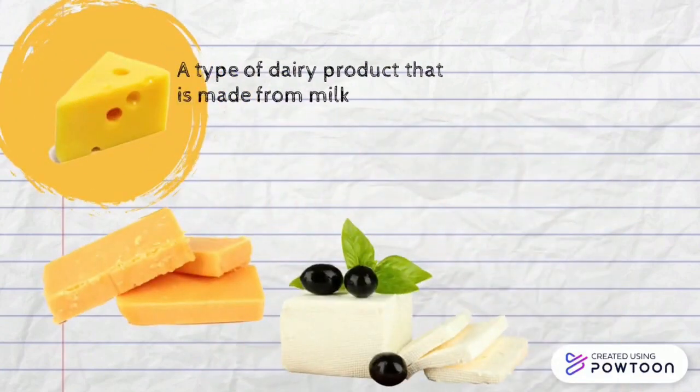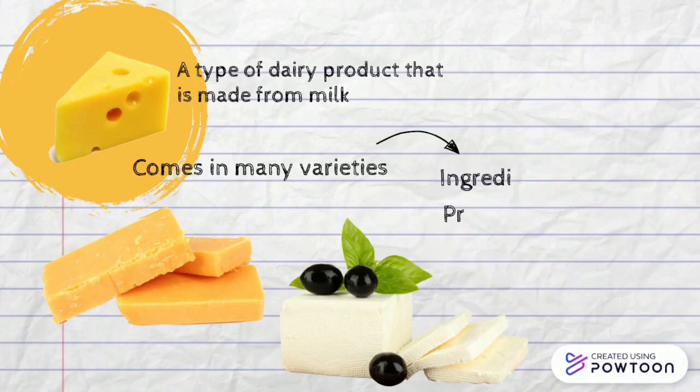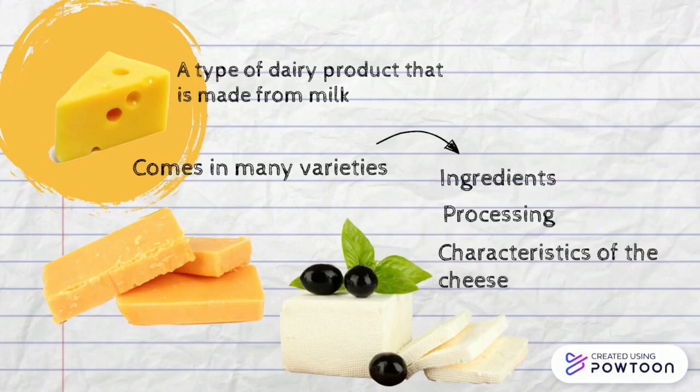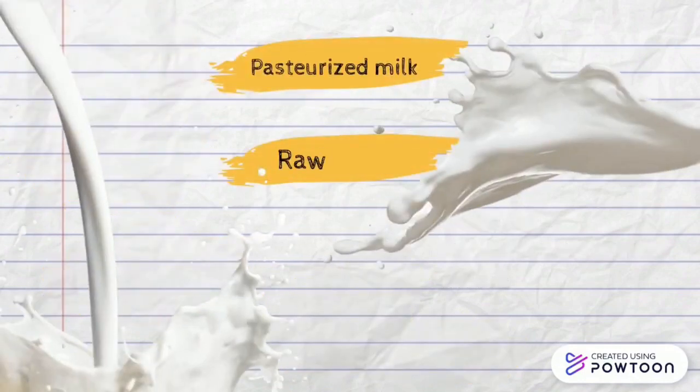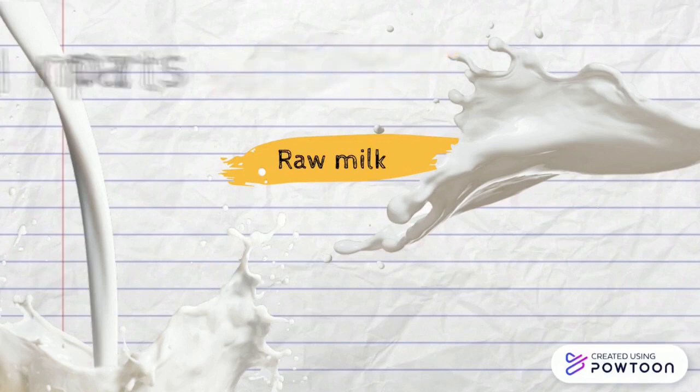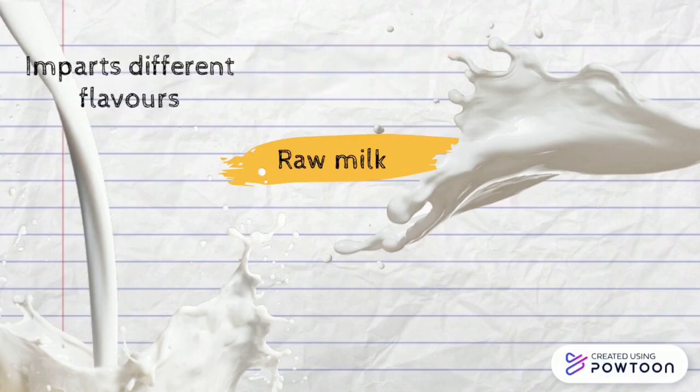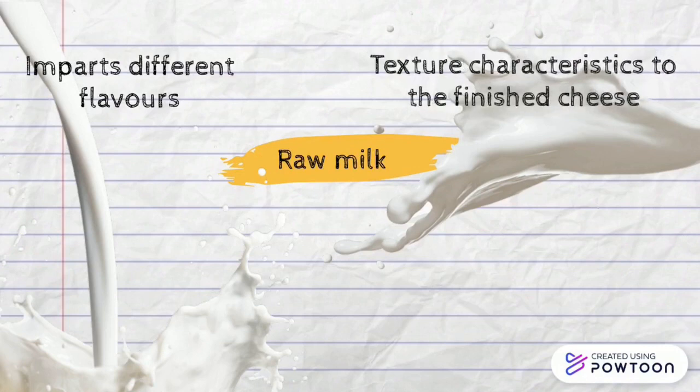So cheese is actually a type of dairy product that is made from milk and it comes in many varieties. And this variety determines the ingredients, processing and characteristics of the cheese. Cheese can be made using pasteurized milk or even raw milk. Cheese that is made from raw milk imparts different flavors and texture characteristics to the finished cheese.